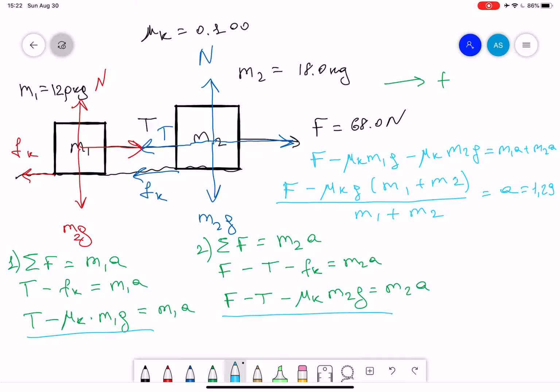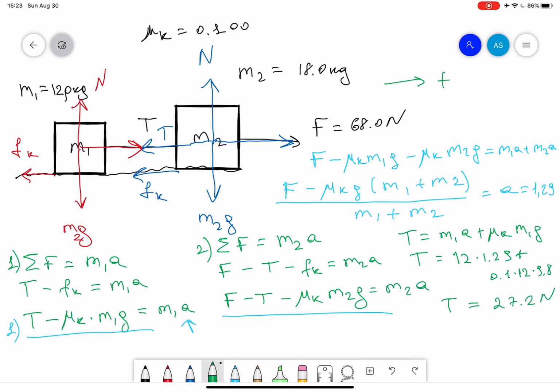When you want to find the tension, try to use the equation which has fewer parameters, okay? So in this case, we can just use the first equation and plug the acceleration into it, and you can find the tension. So tension is equal to m1a plus mu k m1g. So the tension is equal to 12 multiplied by 1.29 plus 0.1 multiplied by 12 multiplied by 9.8. If you calculate this, you should get that your tension is equal to 27.2 newtons. Okay, this is how you solve such a problem.